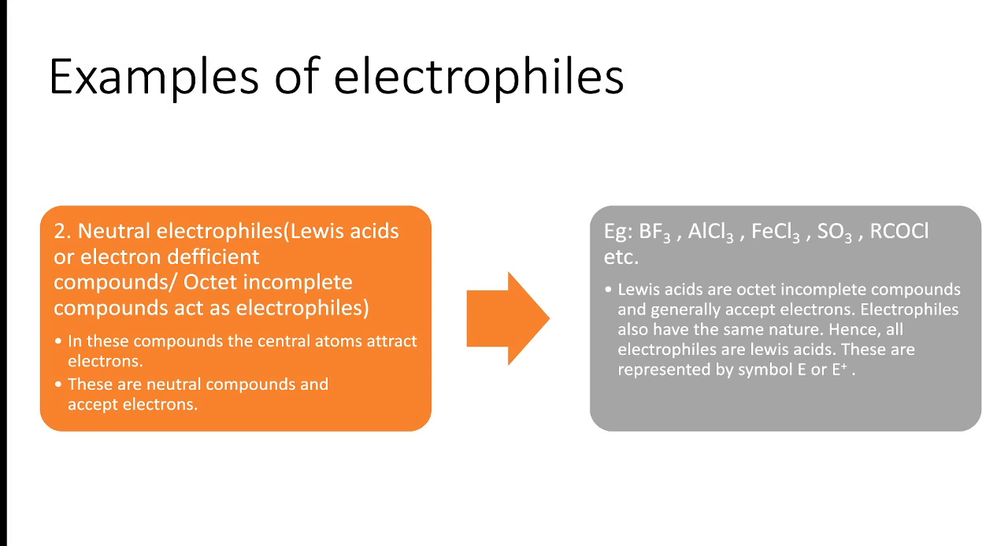Thus, they act as Lewis acids. Lewis acids are electron pair acceptors. So, all electrophiles act as Lewis acids because they accept electron pair. And generally, electrophiles are represented by either E or E plus. Generally, we use E only. Sometimes here and there we also come across E plus.